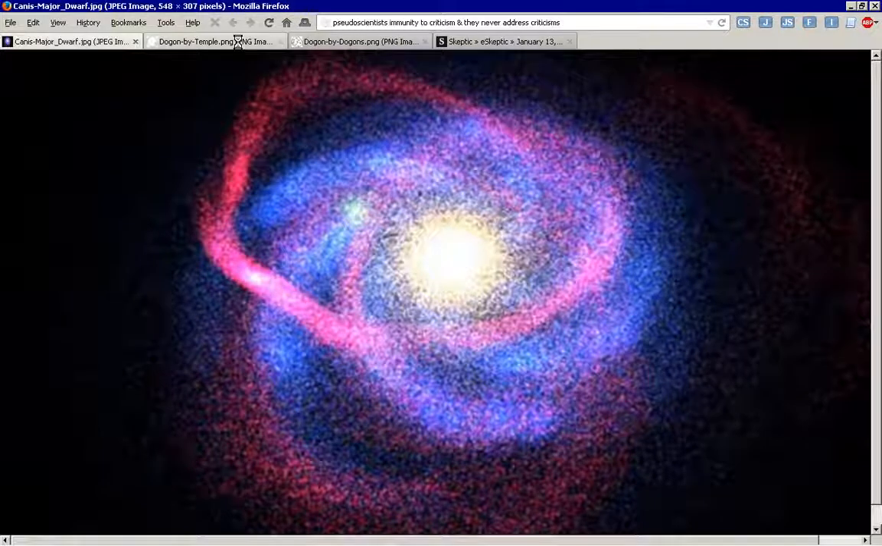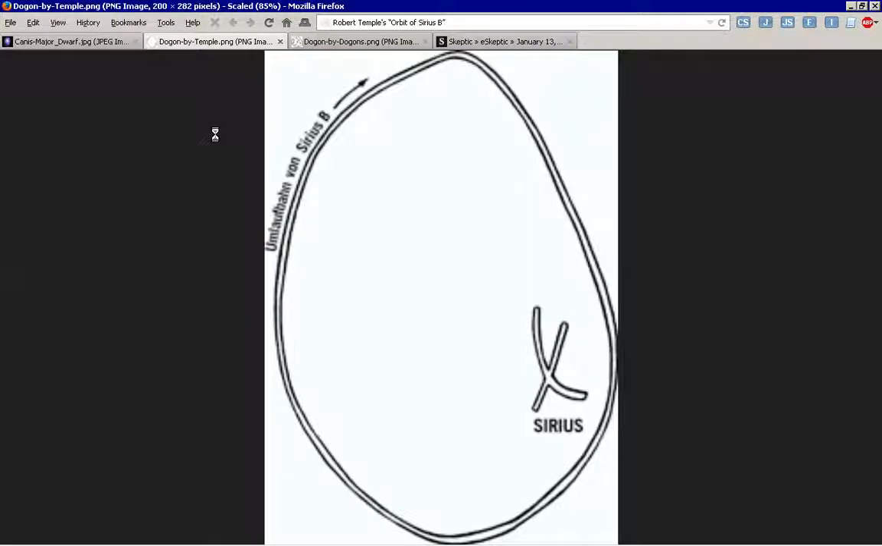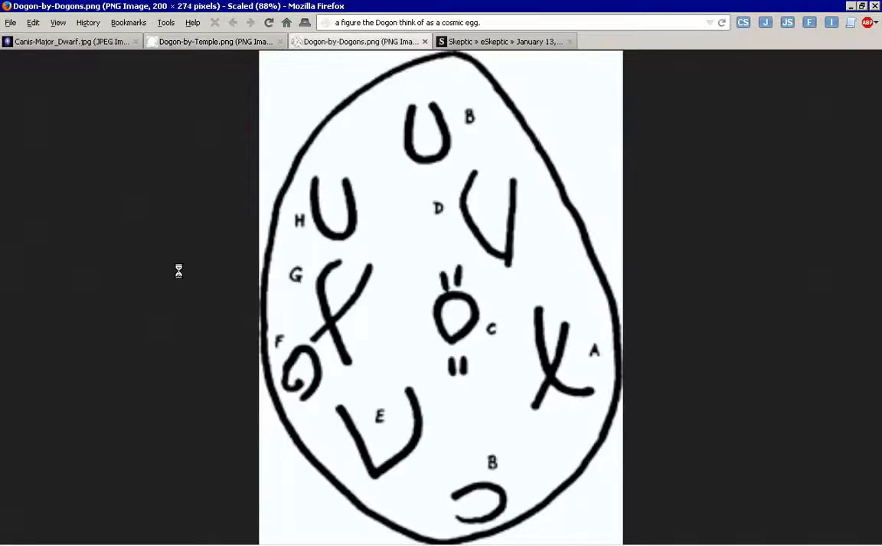Now we'll do this one. Robert Temple put out a book in the 70s about the Dogon and Sirius and a bunch of other things. And he used this diagram. And that literally just says the orbit of Sirius B. Where did he get the diagram from? This is the diagram that was used.